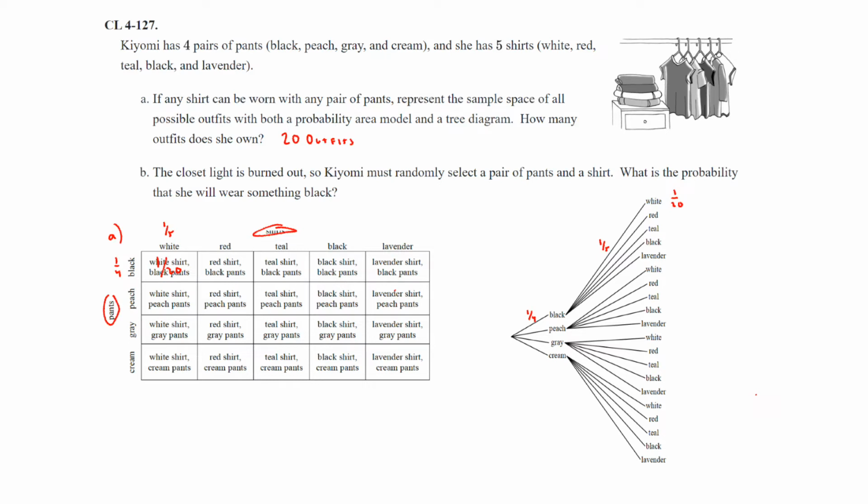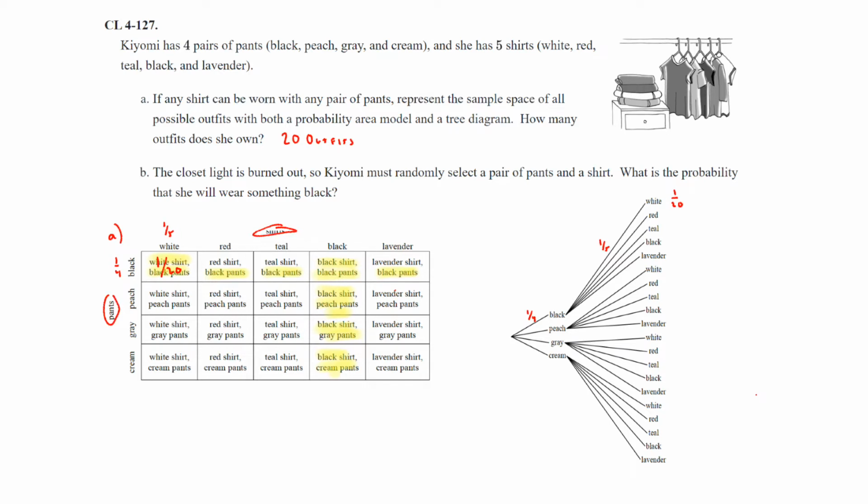Now on part B, it says the closet light is burnout. So Kiyomi must randomly select a pair of pants and a shirt. What is the probability that she will wear something that is black? So I'm going to use the area model for this one. So something that is black, let me change that to yellow. Alright, something that's black, so all of this column has black shirt, and then this row has black pants.